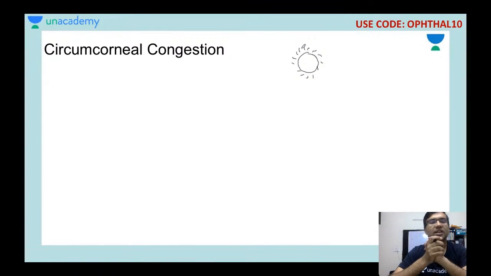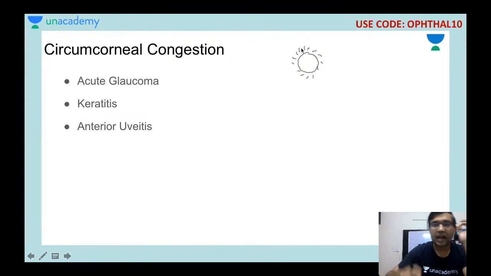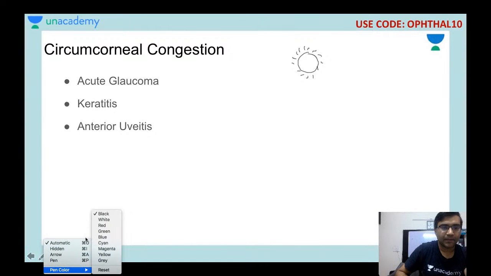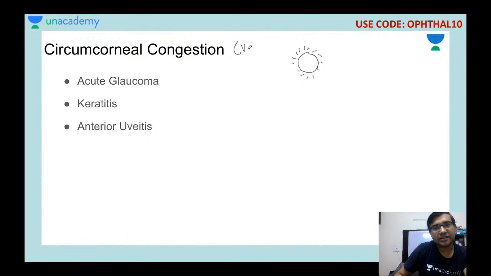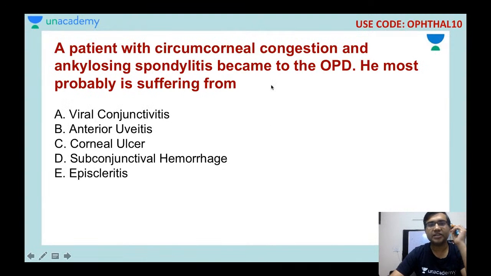So I told you circumcorneal congestion, it can be because of uveitis, it can be because of your keratitis, or sometimes even in the acute congestive glaucoma. So they can ask this as your viva question. What are the causes of circumcorneal congestion? You just remember acute congestive glaucoma, keratitis or any corneal ulcer, and anterior uveitis, they can cause circumcorneal congestion. Okay, chalo, let's move to the questions.